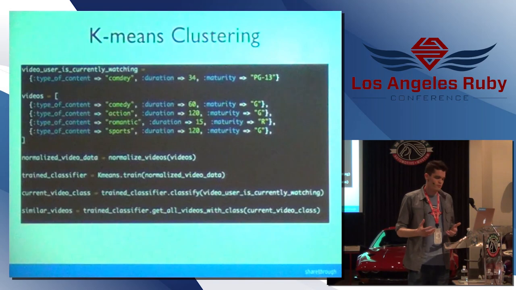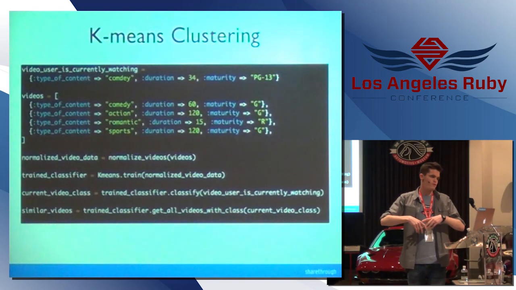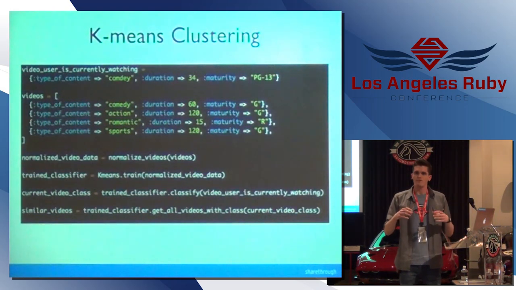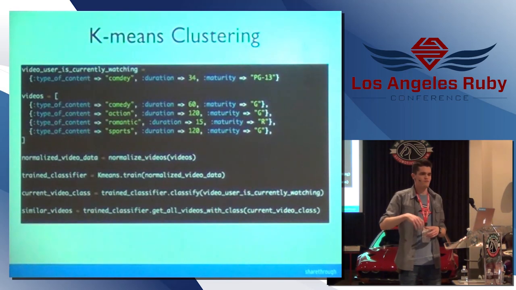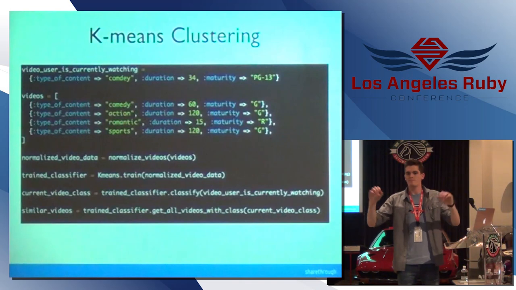Then we're going to train our k-means classifier. With all the videos that we're not interested in providing a recommendation for, we're going to stick them in our k-means algorithm, and we're going to let it determine clusters. We're going to say, OK, you're going to put video 1 and video 2 in cluster A. You're going to put video 4, video 5 in cluster B.